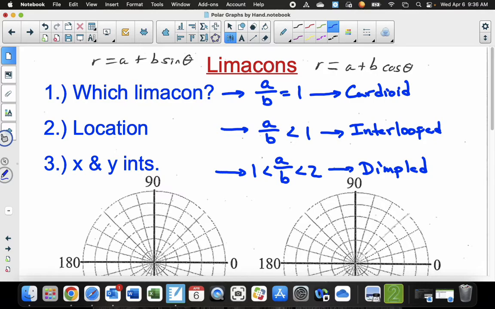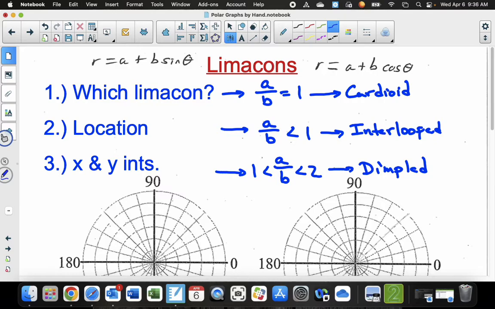And the last one, which I ran out of room for, so I'm not going to write it down: if that ratio of A to B is greater than or equal to 2, then it's convex. If your A to B ratio is greater than or equal to 2, it is a convex limacon. All right, with me so far?